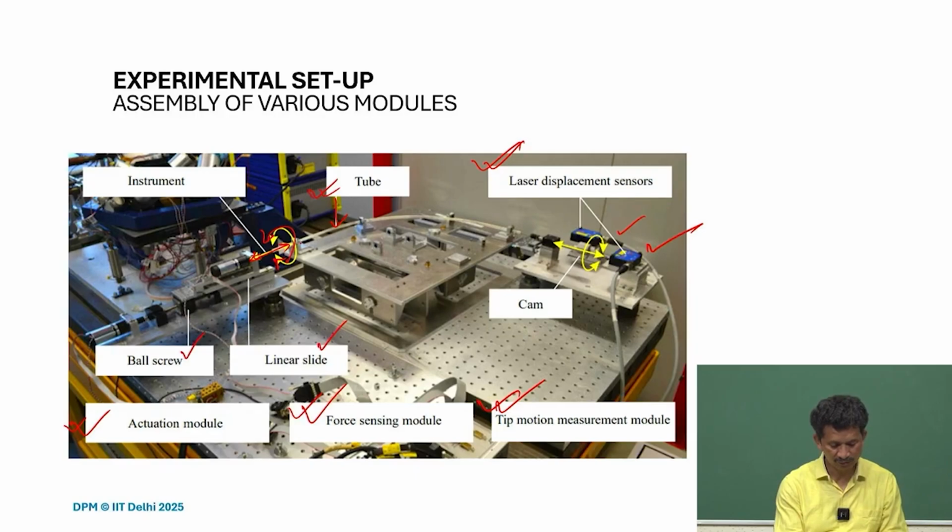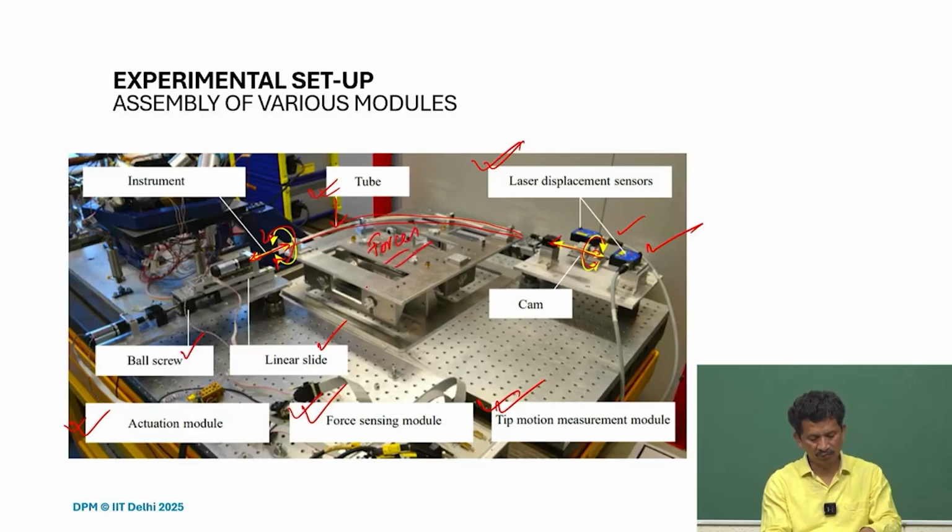And here the instrument is passing through this, and the tip motion can be measured here, and all the forces. Below, all the six wire flexure and load cell is sitting, and it can measure and give us all the forces of interaction.